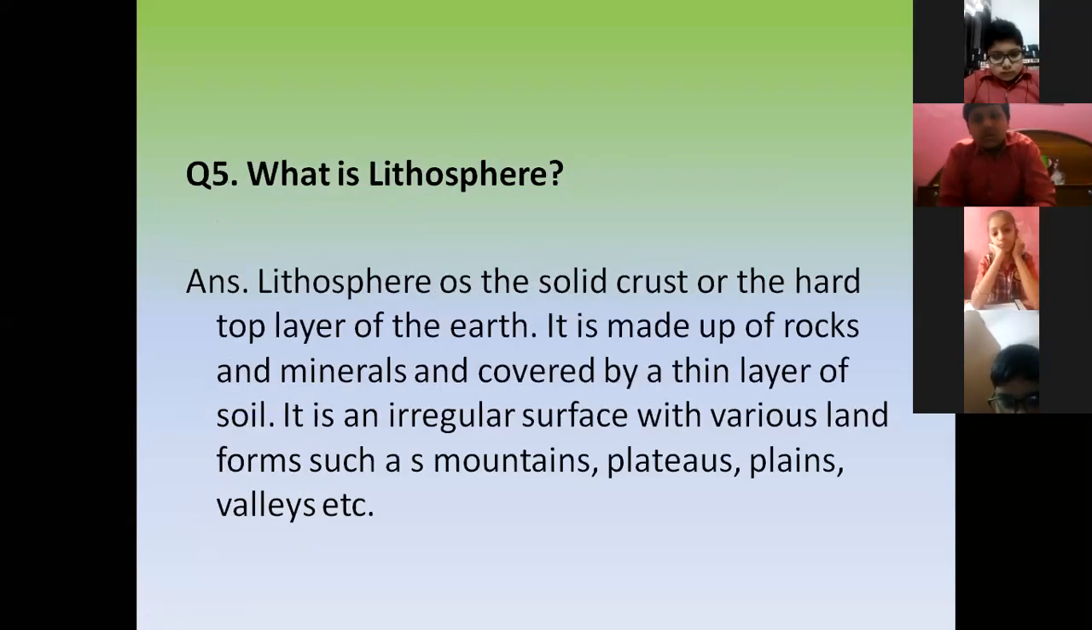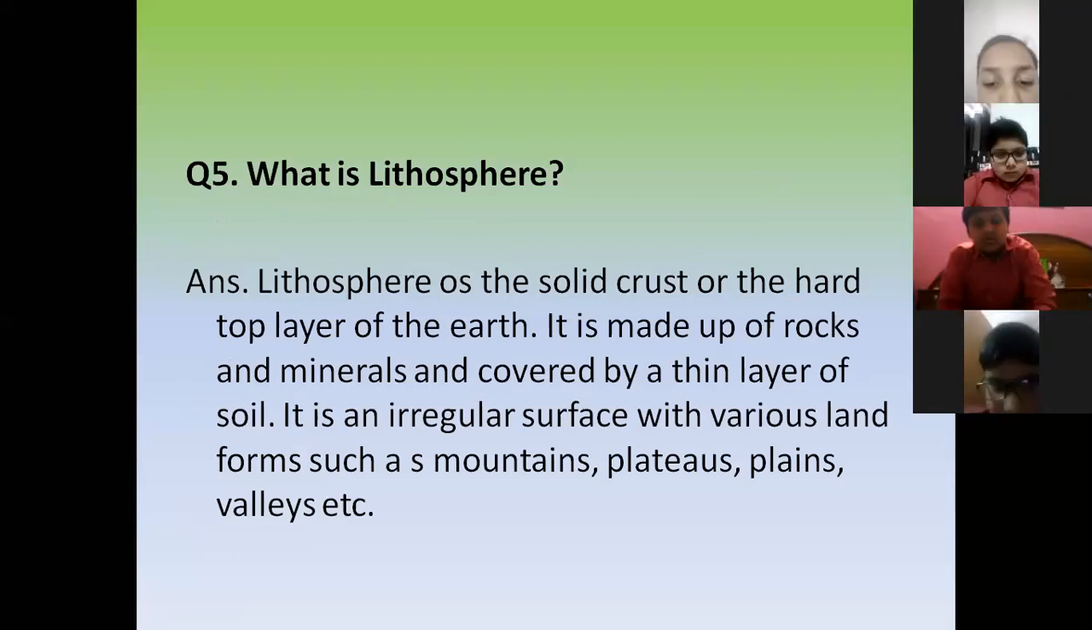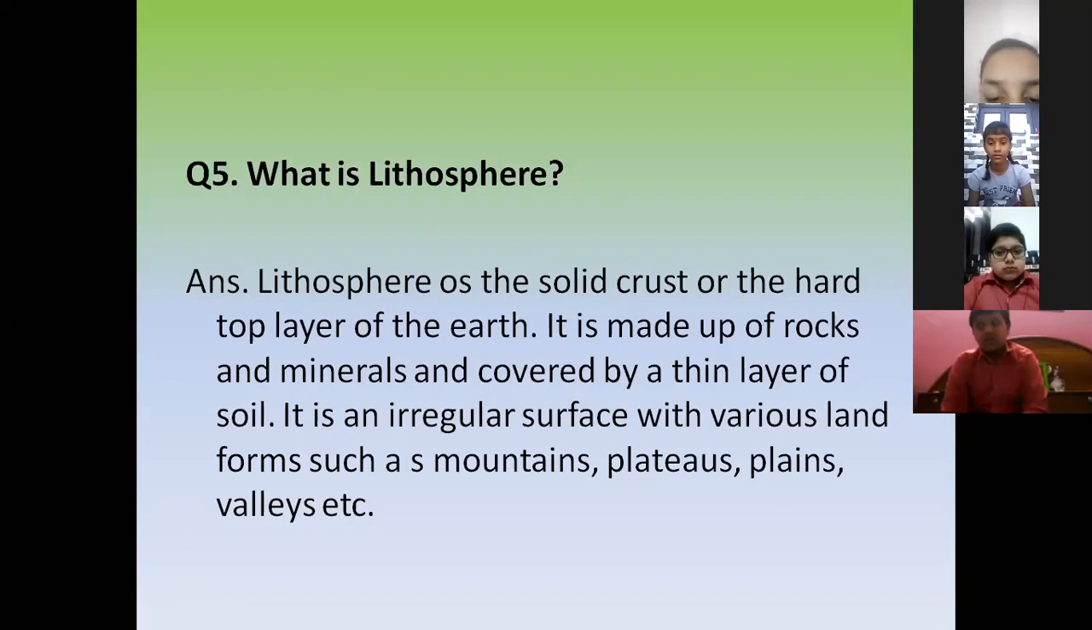What is lithosphere? Lithosphere is related to what? Land. Hard things. Solid. Rocks. Solid rocks. Okay. Lithosphere is the solid crust or the hard top layer of the earth. It is made up of rocks and minerals covered by a thin layer of soil. नीचे rocks हैं और उसके ऊपर soil है. It is an irregular surface with various landforms such as mountains.